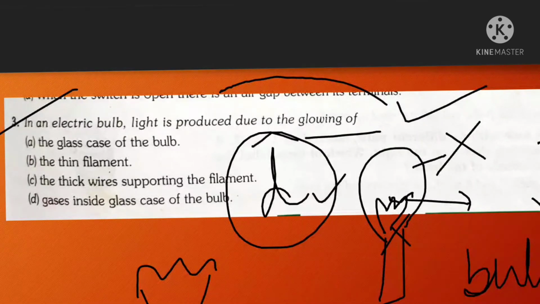Why does your bulb glow? Bulb glows. चमकते क्यों हैं? Fine. वो क्यों चमकते हैं? Because of the gas. And can you tell me which gas? The gas name is argon.